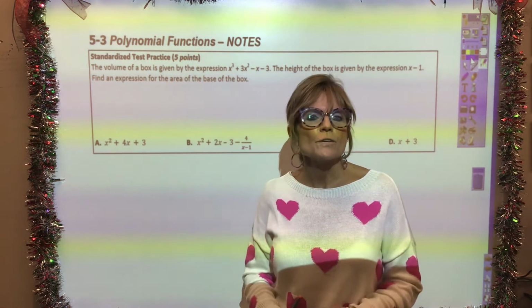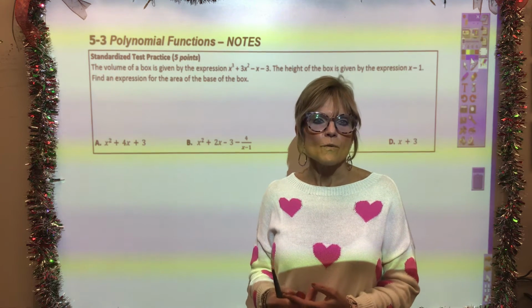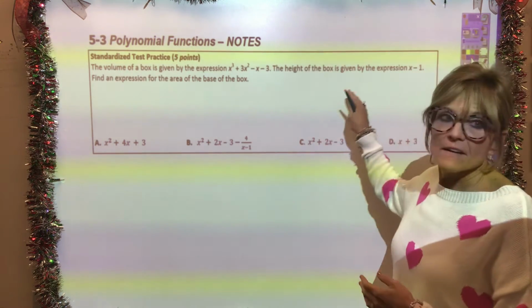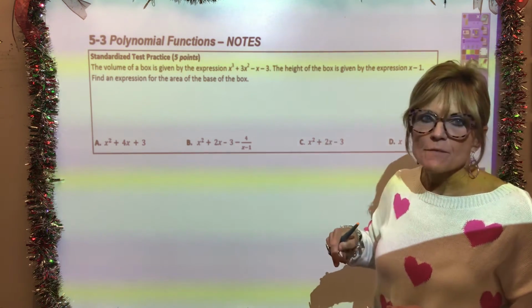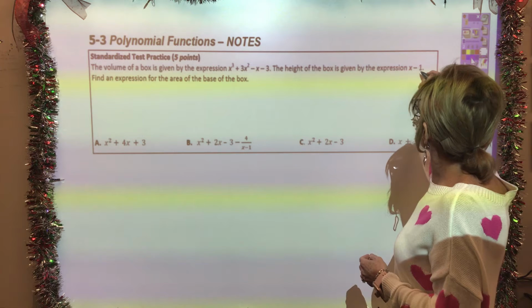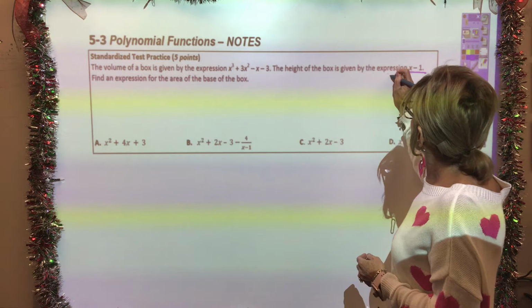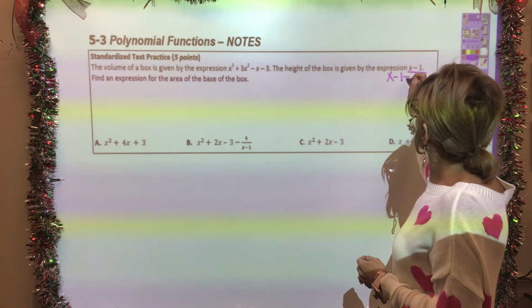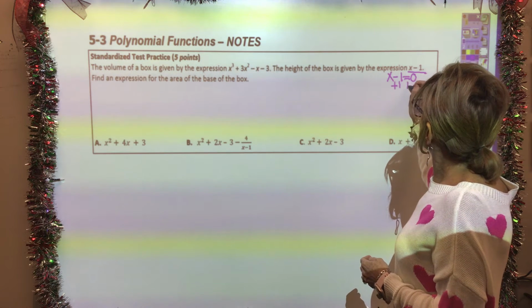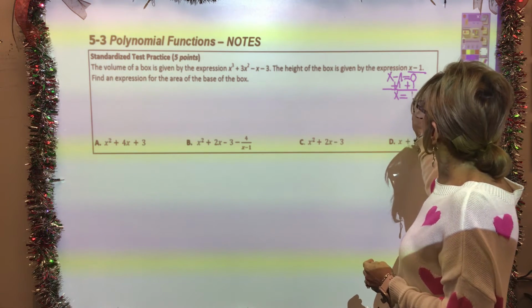So remember that volume is area of the base times the height. So what we're going to do is divide the volume by the height to get the area of the base. So we're going to use synthetic division. Remember that this is our divisor, but what we do is we set it equal to 0 and solve for x. So we add 1, add 1. So we're going to use x is 1 as our divisor.